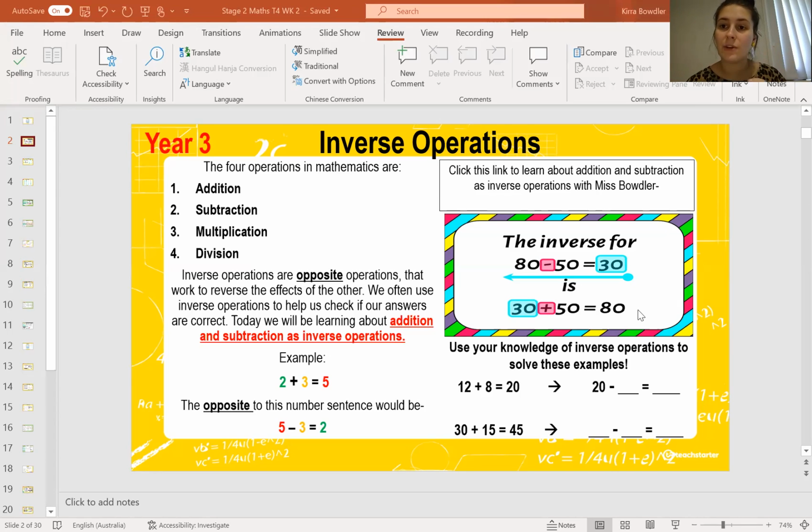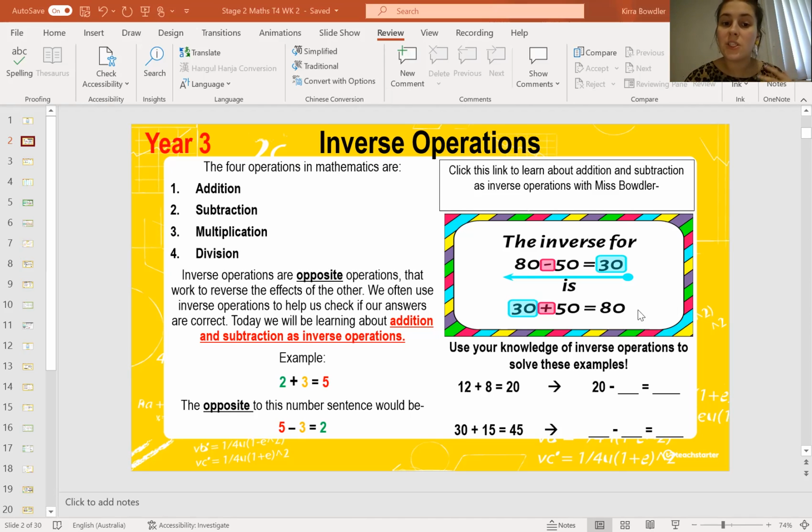We have looked at inverse operations as a strategy to help us solve addition and subtraction problems, and today we are going to look a little bit more closely at that. So we often use inverse operations to help us check the accuracy of our answer. So we might do an addition problem, and then we use subtraction using the same numbers to make sure that our answer is correct, to check it.